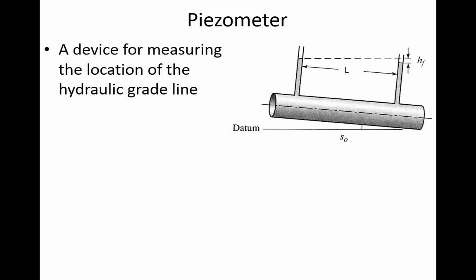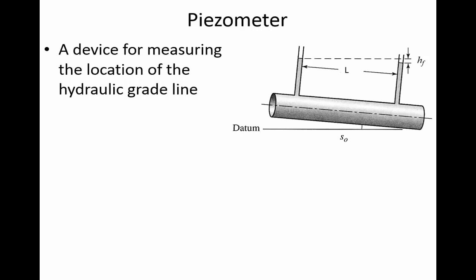Now, in this particular drawing, the pipe is inclined at the slope S0. S0 means either the slope of the pipe in the case of closed conduit flow, or if it's a river or a canal or any kind of an open channel, then it's the slope of the bottom of that channel. Okay, so it's a physical slope.